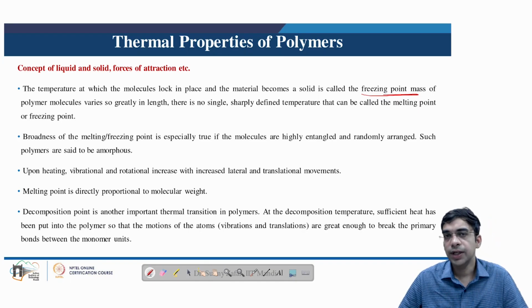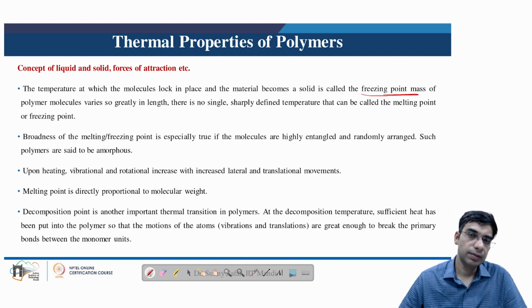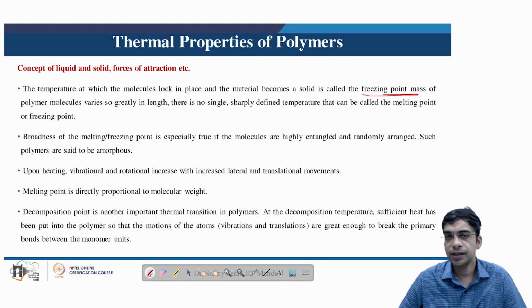Decomposition point is at the other extreme end while we heat the polymers. As the name itself suggests, once the polymer molecule chain reaches the decomposition temperature, the polymer has undergone sufficient heat input so that the motion of the molecule is great enough, meaning the energy exceeds what is needed to break the primary bonds between the monomer units. So at this stage we say the polymeric chain has decomposed and the monomers are free to move out.